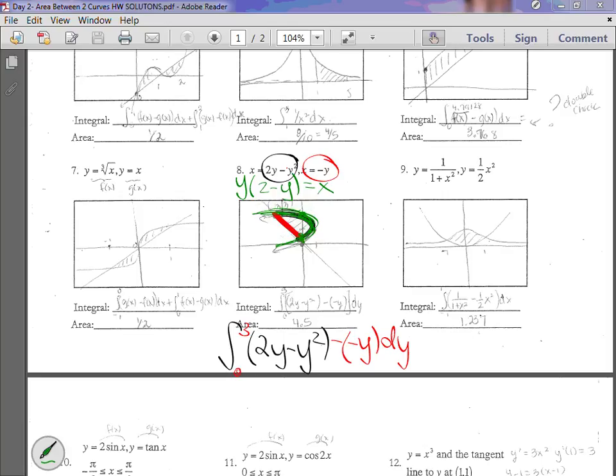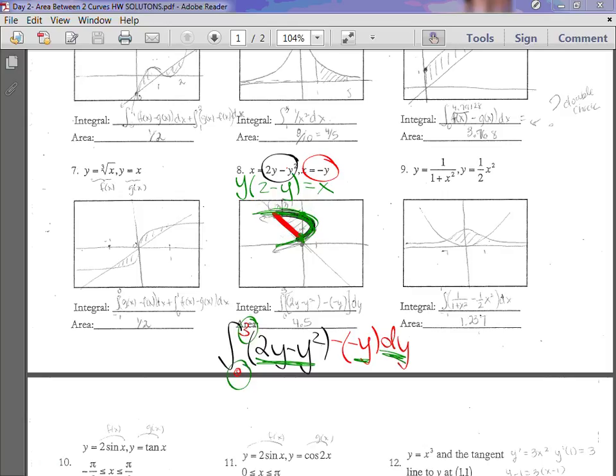Other questions with number 8? When in doubt, just plug in points. Plot those. So again, if we're doing it in terms of y, your functions must be in terms of y, and your bounds must be in terms of y.